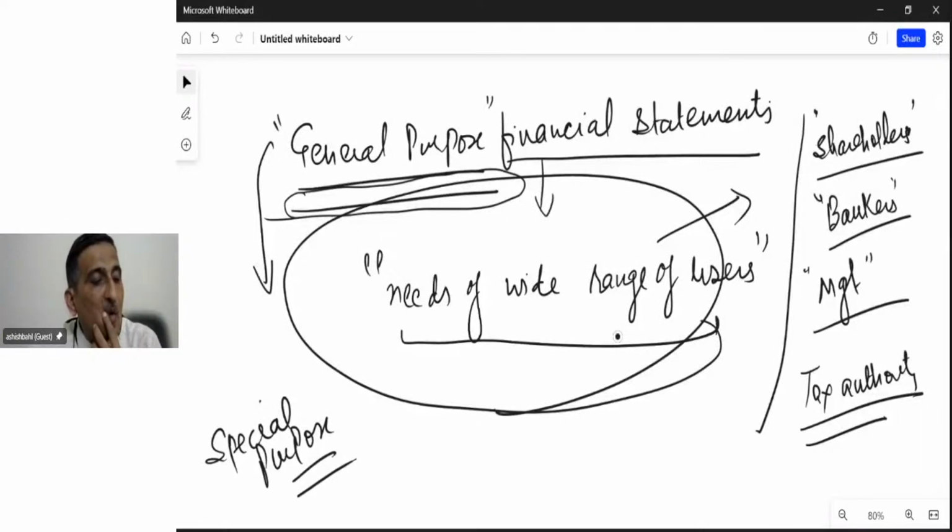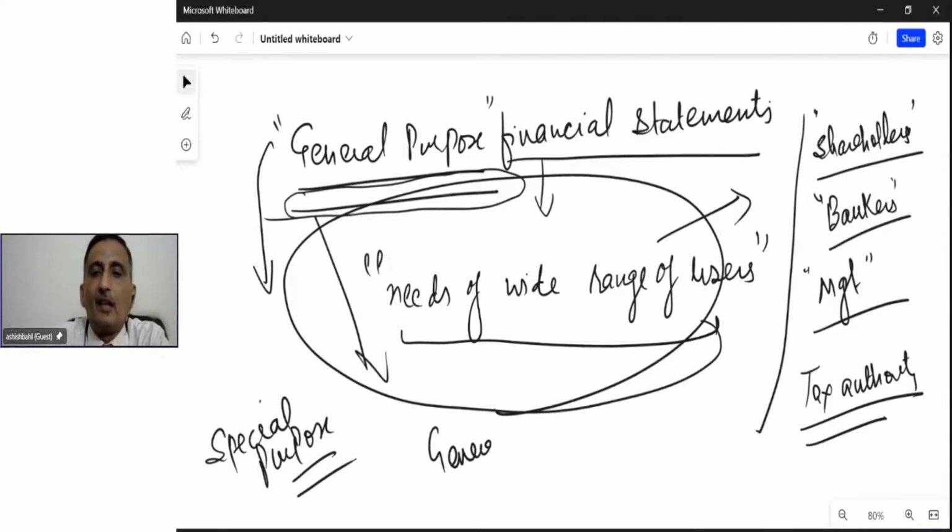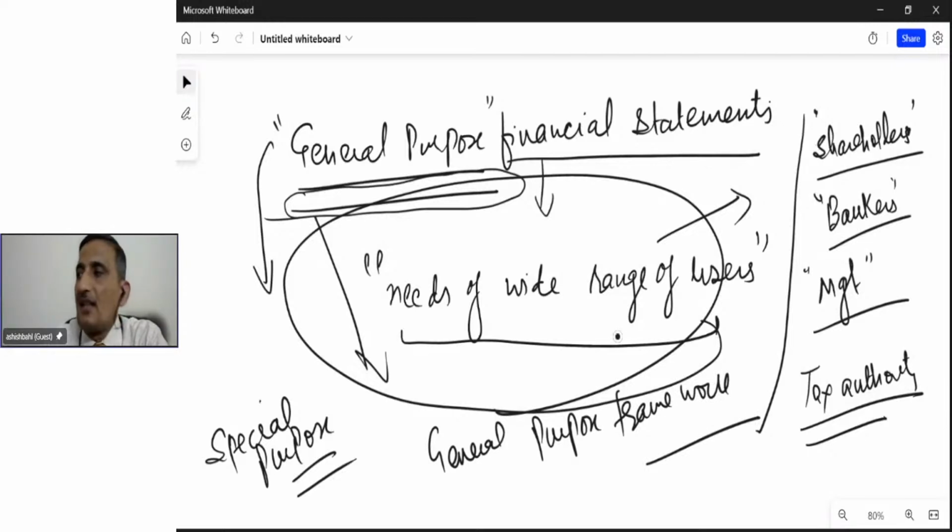And so obviously general purpose financial statements are prepared in accordance with a general purpose framework, and the general purpose framework meets the needs of a wide range of users. Okay. So in effect, general purpose financial statements are those financial statements which meet the financial information needs of a wide range of users. Okay, so be clear on these two terms, general purpose financial statements and general purpose framework.